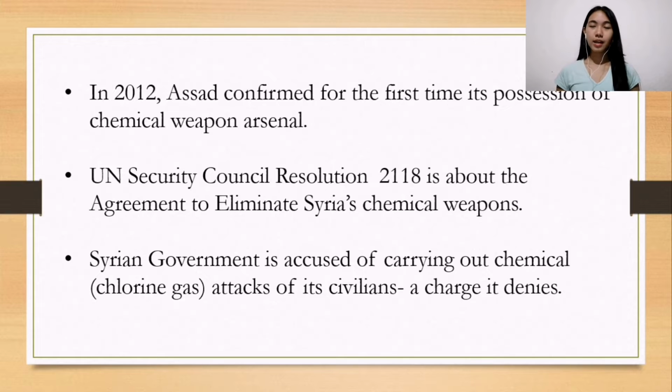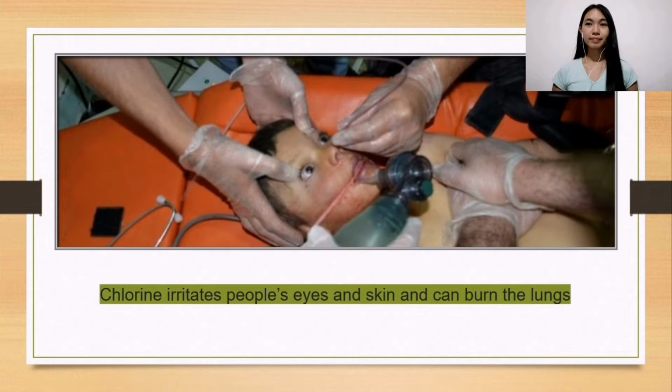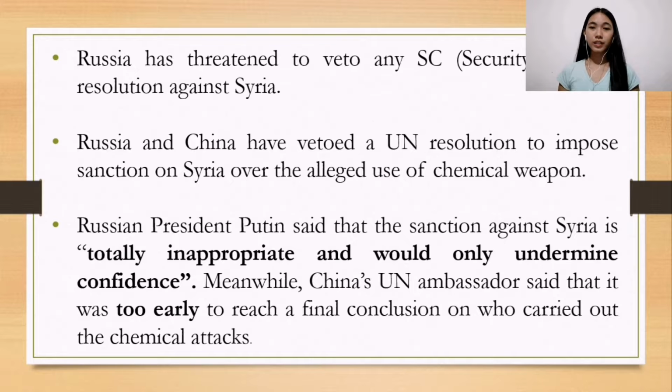So because of this, the United Nations made a resolution, which is UN Security Council Resolution 2118. It is about the agreement to eliminate Syria's chemical weapons. The Syrian government is accused of carrying out chlorine gas attacks on its civilians, and as I've said earlier, it is a charge it denies. An image shows how chlorine gas irritates people's eyes and skin and can burn the lungs. The report said that Syrian Air Force helicopters had dropped chlorine gas on rebel-held areas, twice in March 2015 and once in April 2014.